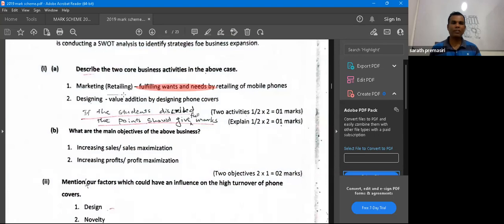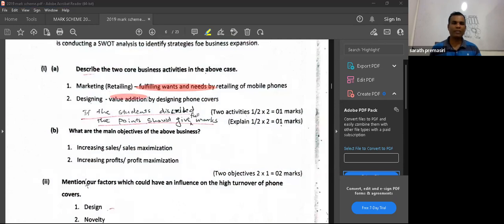Second one, value addition to resources. These are the two main concepts of business or activities of business. Value addition to resources. So that marketing or retailing, now Anusha is involving in retail business, or she is involving in marketing because she is purchasing, buying and selling of mobile phones.